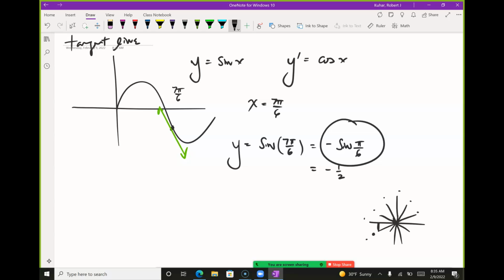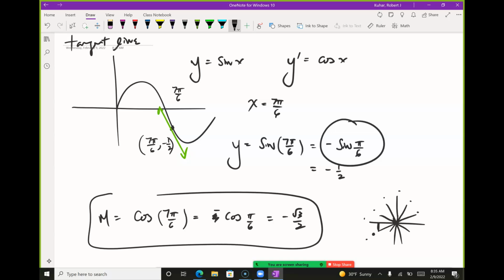All right, so I've got my point, 7 pi over 6, and negative 1/2 as my y. I still need my slope, and that's going to come from cos of 7 pi over 6. Of course, that is a negative cos of pi over 6, which is negative rad 3 over 2. Again, I'm asking, and you can chat with me, I'll say nothing. Is this freaking anyone out? This trig stuff.